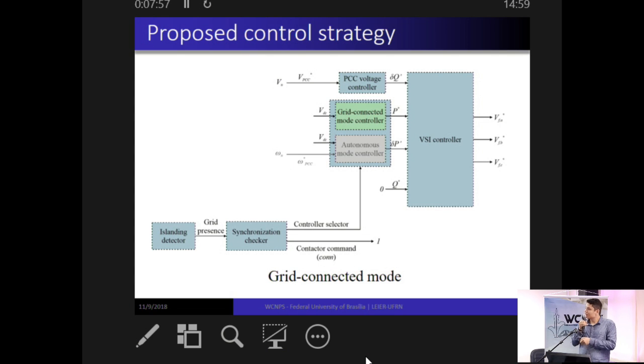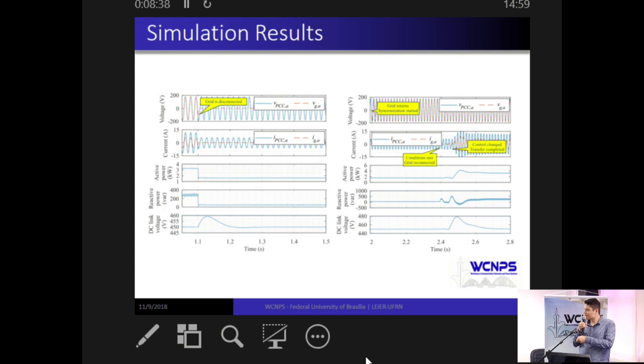In the grid-connected mode, the autonomous controller is disabled, and the grid-connected mode controller controls the DC link voltage through the power reference of the VSI controller. And the island detector stays monitoring the grid for disturbances, in which case the DG microgrid has to disconnect. These are some simulation results for the grid disconnection and the grid connection.